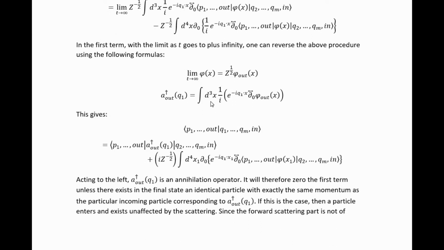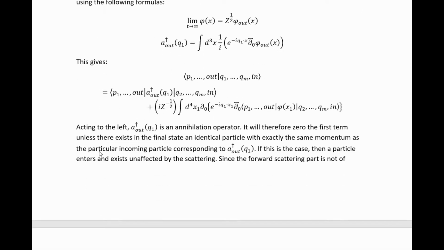These formulas here. Now these are exactly the same as the ones we used to replace the creation operator with the field operator, except we're now on the out basis instead of the in basis. This gives us this result here, where this first term has been rewritten like that. Acting to the left, a dagger out is an annihilation operator. It will therefore zero the first term unless there exists in the final state an identical particle with exactly the same momentum as the particular incoming particle corresponding to a out dagger. If this is the case, then a particle enters and exits unaffected by the scattering.